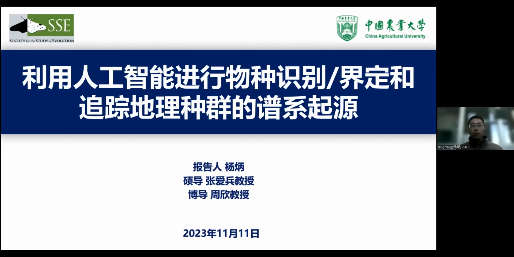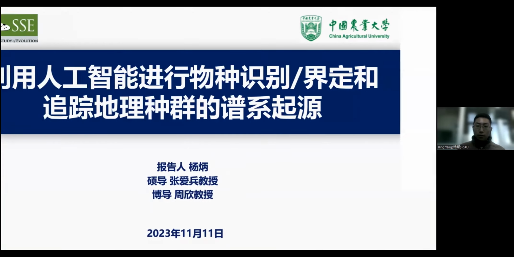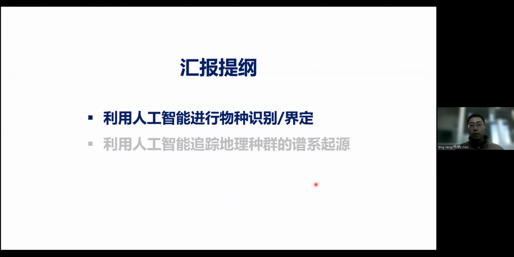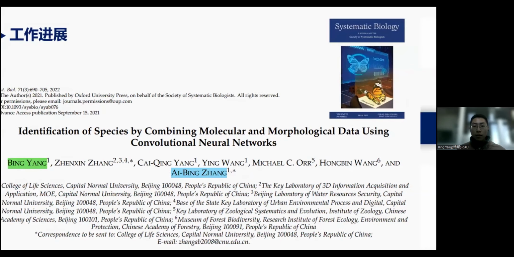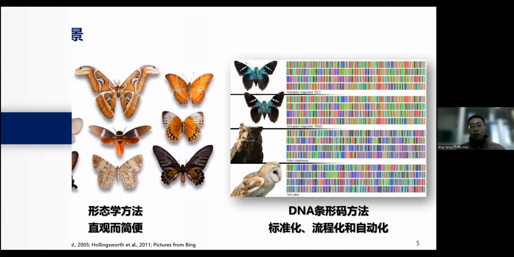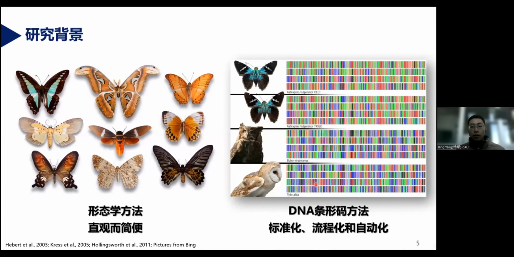My topic is using artificial intelligence to identify and define species and track the genealogical origin of geographical populations. This is the first part, using artificial intelligence for species identification and delimitation. This work was published in Systematic Biology, and I was honored to be selected for the cover of the current issue. By integrating molecular and morphological data and using deep learning algorithms, we achieve more accurate species identification and definition results.